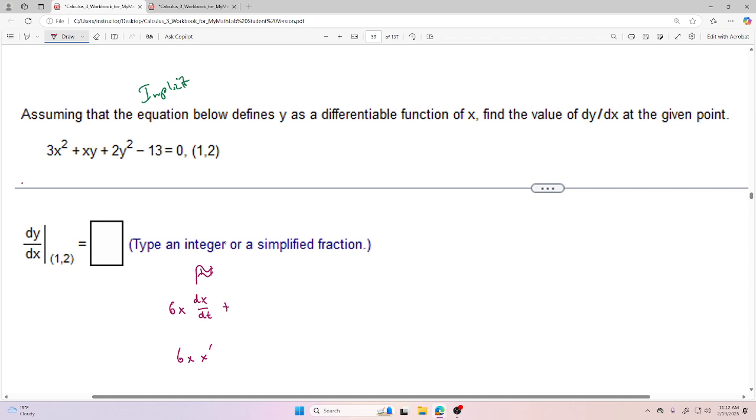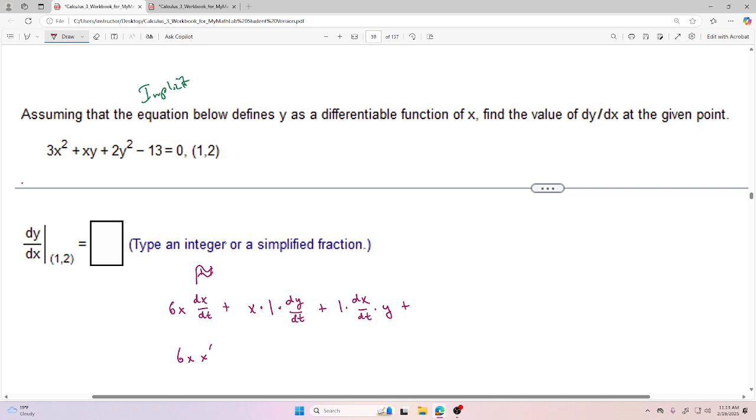x times y, product rule, right? So let's leave the first, take the derivative of the second. Derivative of y would just be a 1. But remember, oh no, I took a derivative in terms of y. And then 1 took a derivative in terms of x, multiplied by y.